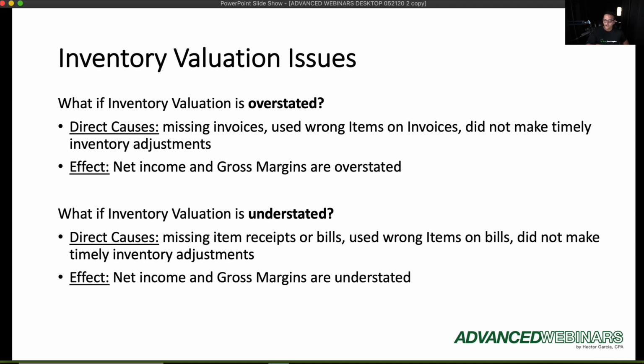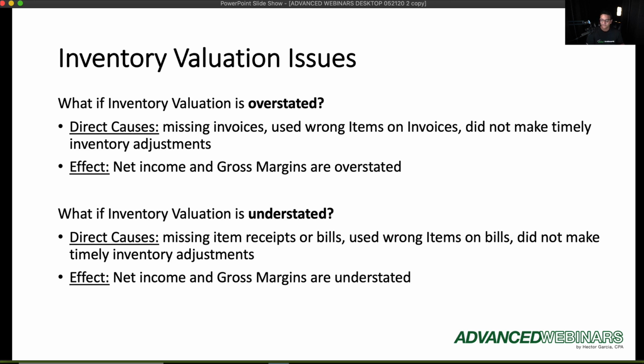Now, what happens if your inventory is understated? That means that QuickBooks is showing less inventory than what you really have. But what's happening with that? Well, that probably was caused by you not entering bills or item receipts for certain items. Very typical. People will just have a purchase order and forget to enter the bill, or pay the vendor and send it to some sort of cost of goods sold account and never really bring the inventory in. Using the wrong items in a bill, or using non-inventory items in a bill, could cause your inventory to be understated, and obviously not making inventory adjustments, which applies to both.